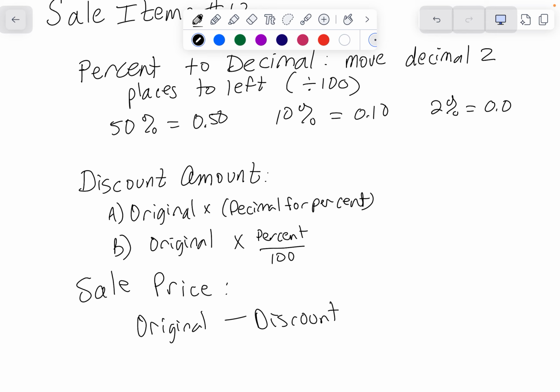So you've got to watch how they ask the question. If they say, how much did you save, you just multiply by that decimal that we find for the percentage. But if they ask, what is the new price or what is the sale price, you've got to actually physically take that off. So watch how they ask the question, because it just depends upon how things are written as to how you approach it, okay?